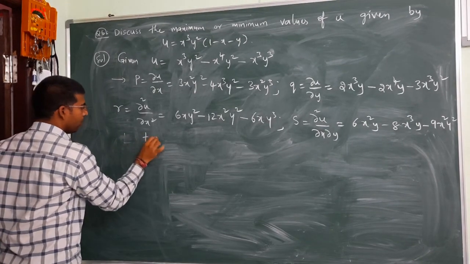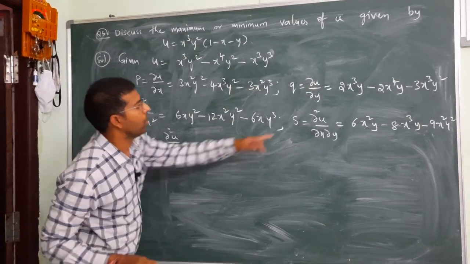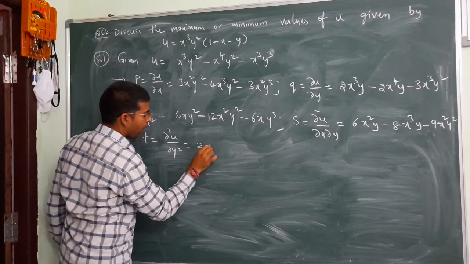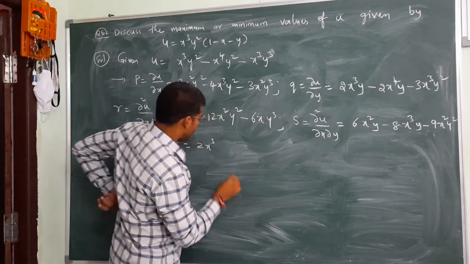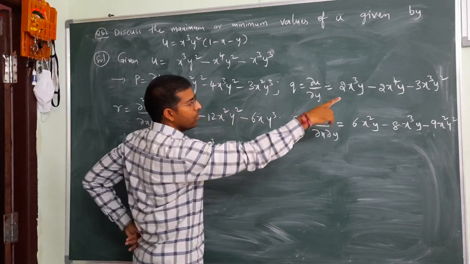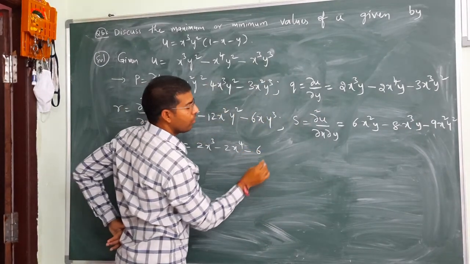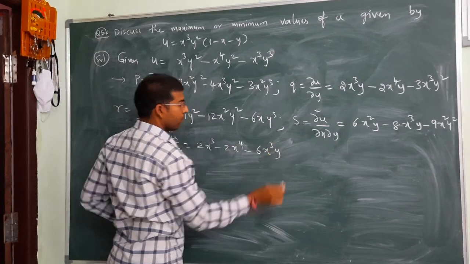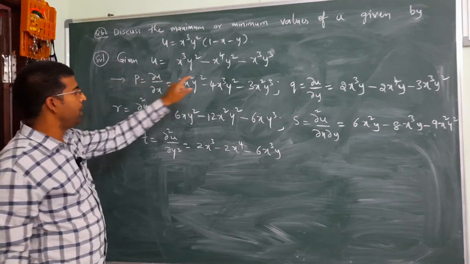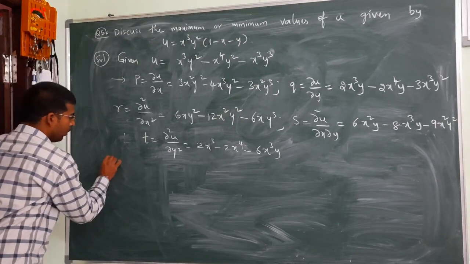What about T? ∂²u/∂y²: 2x³, and the next one is minus 2x⁴, and next is y², which is 2y, that means minus 6x³y. Okay, so we got P, Q, R, S, T. Step 1 is done. What is step 2, sir?